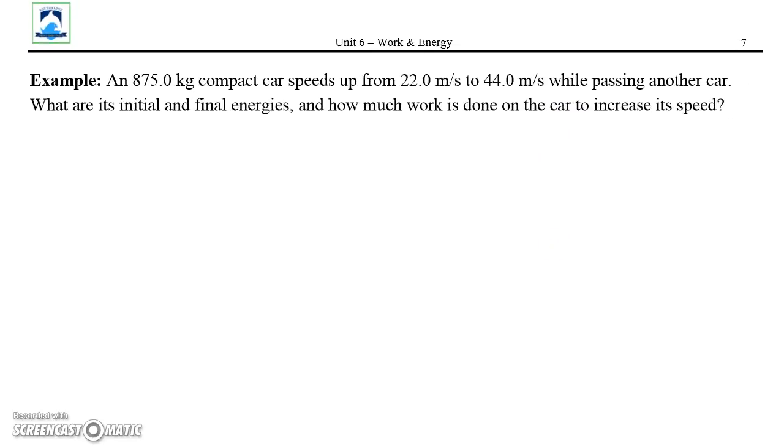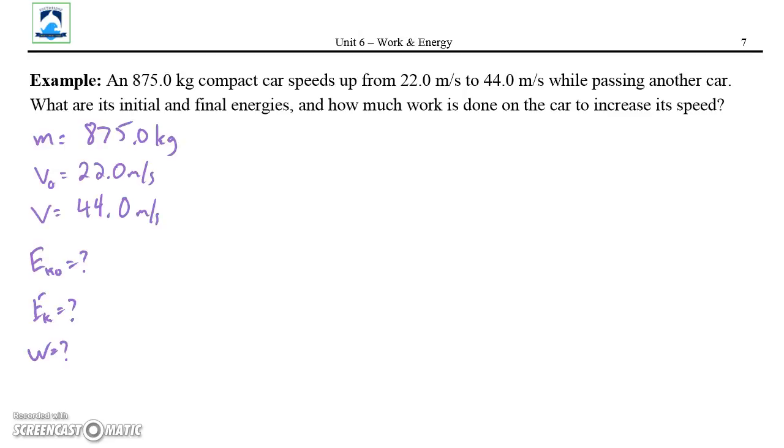So let's take a look at our other example here. So we've got an 875 kilogram compact car that speeds up from 22.0 meters per second to 44.0 meters per second while passing another car. What are its initial energy, final energy, and how much work is done on the car to increase its speed? So let's write out what we know. We've got the mass, the initial speed, the final speed. We're looking for the initial kinetic energy, the final kinetic energy, and the work done.